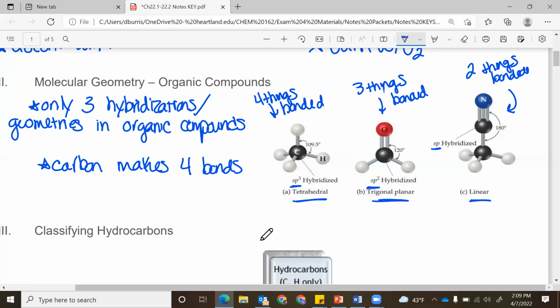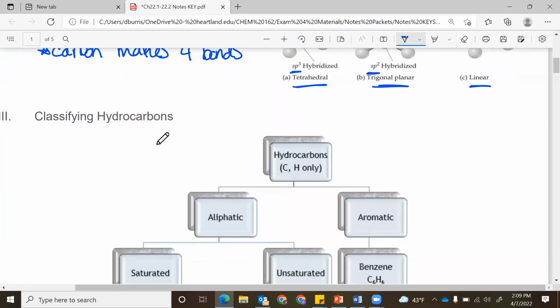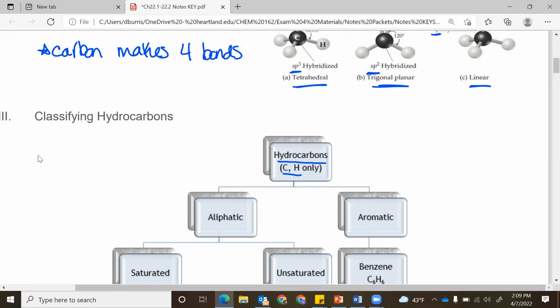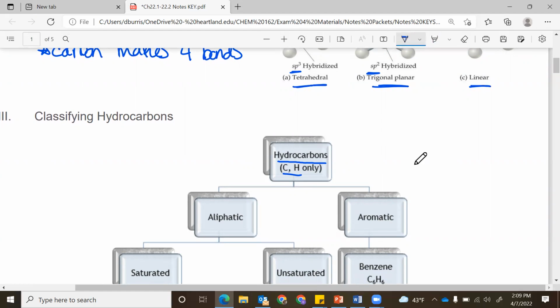4 bonds. Okay, so we are going to start looking at these different molecules and how they behave, and they actually are classified in this branched system. And we are going to start with hydrocarbons, which are essentially just carbon and hydrogen, right? What it sounds like, hydrogen and carbon, hydrocarbons. And that's what most organic molecules are made of. They might have some other things in there as well, but we're starting simple.